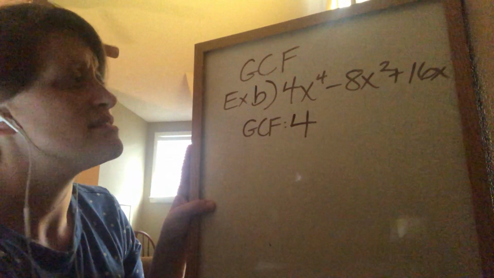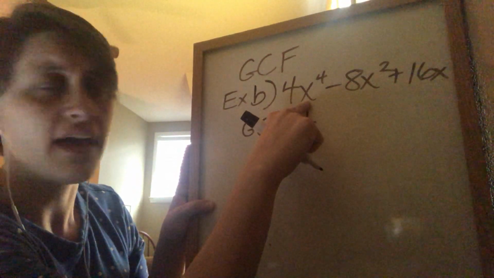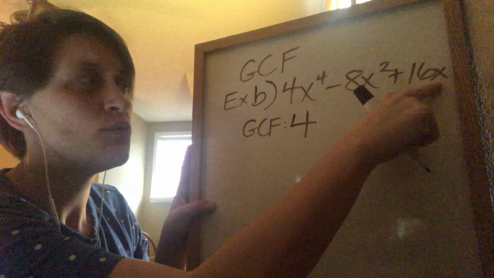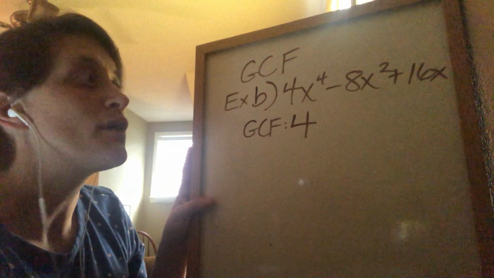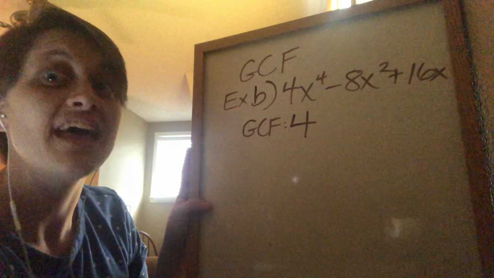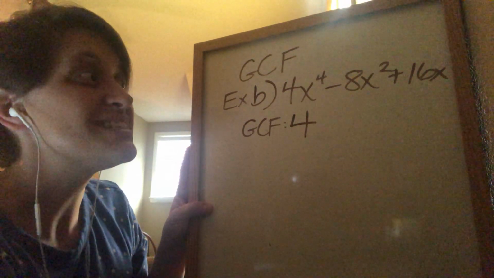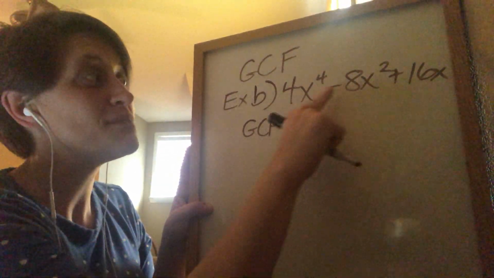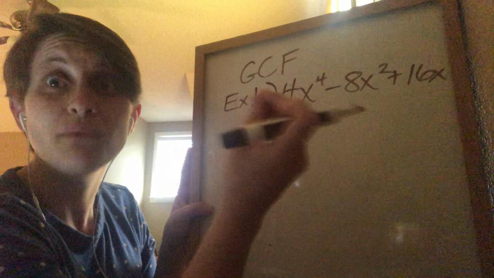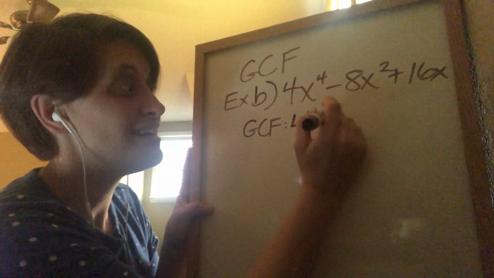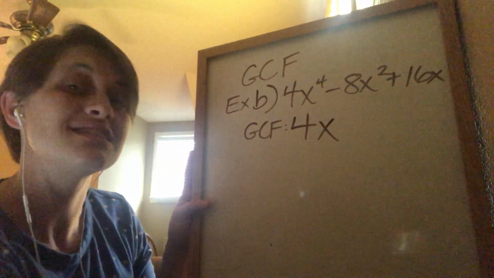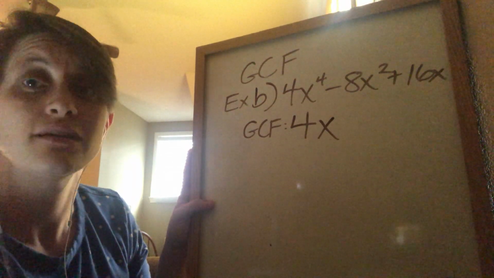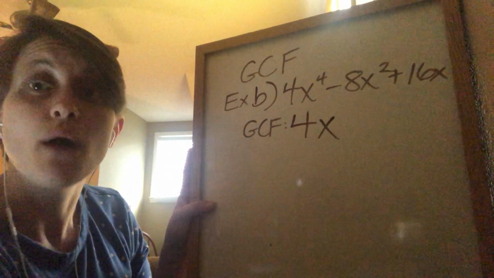Now let's look at our x's. This one has 4 factors of x, 2 factors of x, 1 factor of x. What we're looking for is the most factors of x that they all contain. That's going to be just 1. This one has 4, this one has 2, this one has 1. The smallest number they all contain is 1 factor of x. So that's the most we can take out of every term. So that's our greatest common factor.